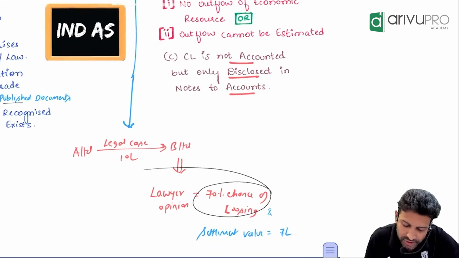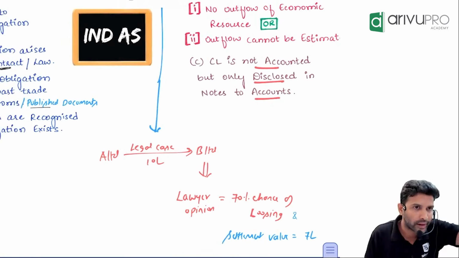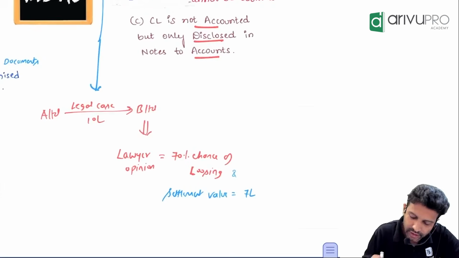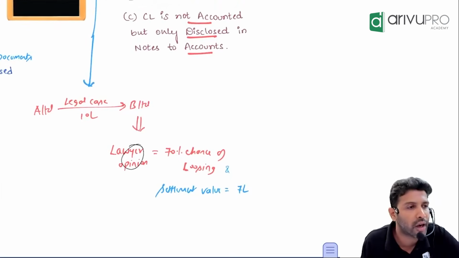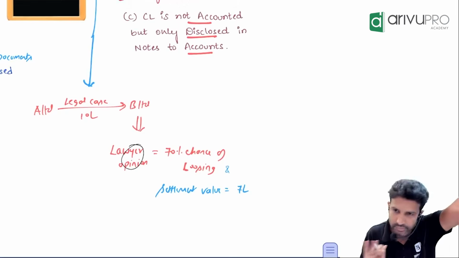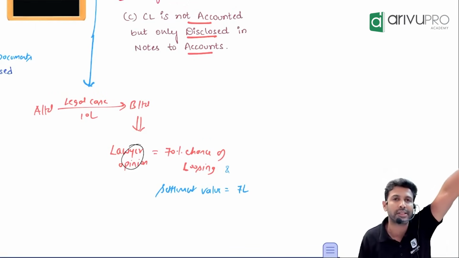We have a 70% chance of losing. A Limited, they have some good evidence. B Limited's lawyer is saying there is a 70% chance that we will lose the case. That's the facts of the case. Okay. Now let's go back and test the provision definition.